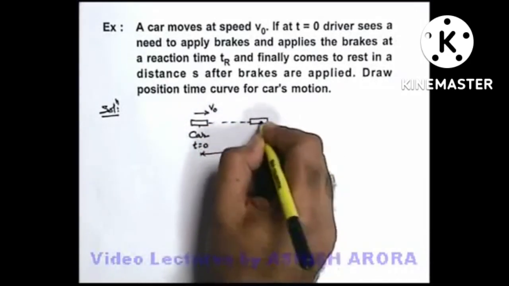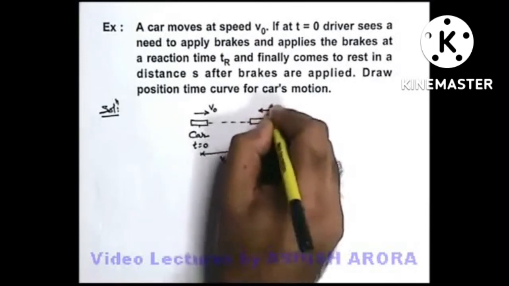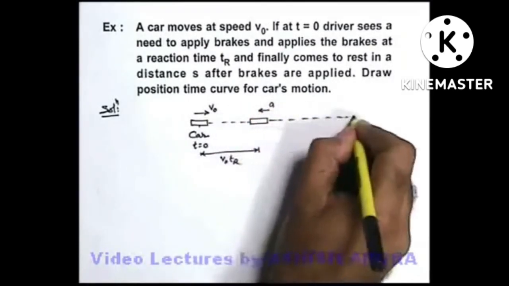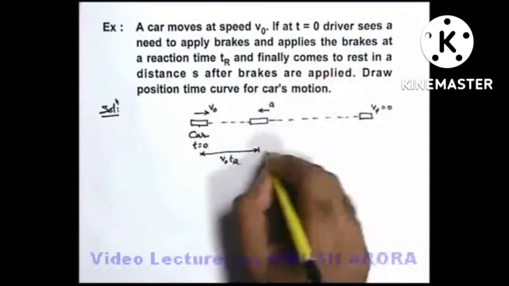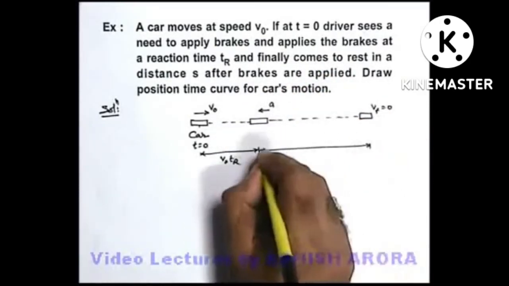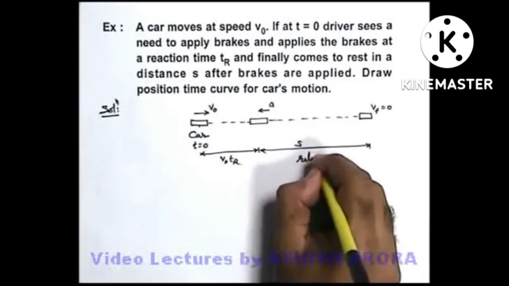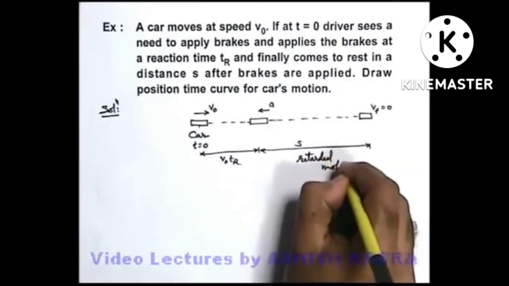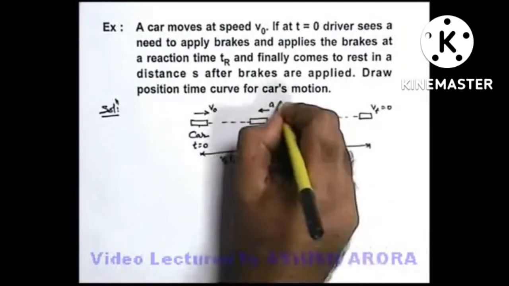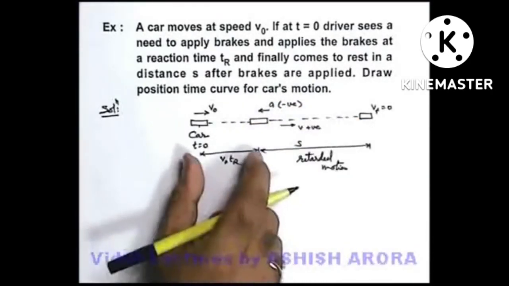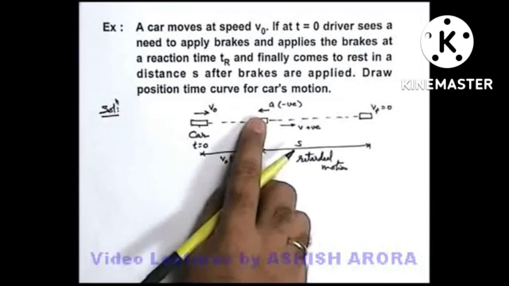And at this position, after time tr, the brakes are applied, so the car will be retarded and its velocity starts decreasing. And after some time, its final velocity becomes 0. It is given that when the brakes are applied, the car travels a distance s. This is the retarded motion, or you can simply state this is the motion when the velocity of the car is positive but acceleration is negative. And in the first part of the journey, it moves with a uniform velocity.